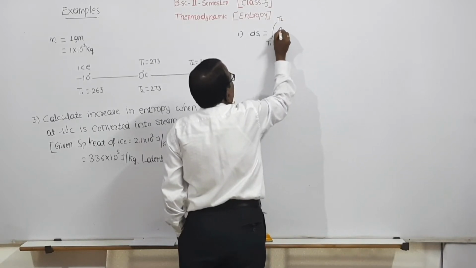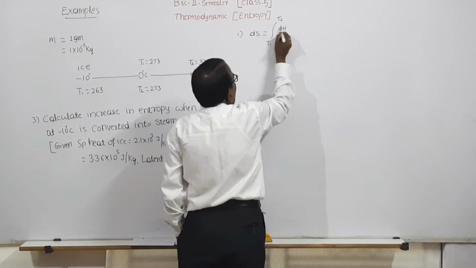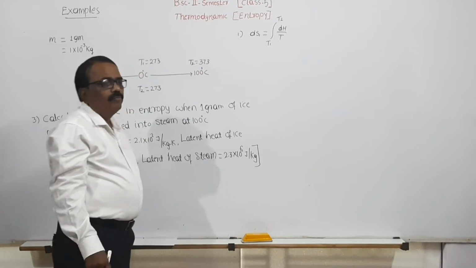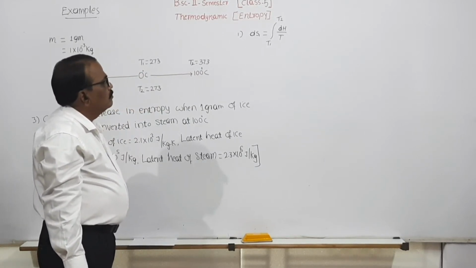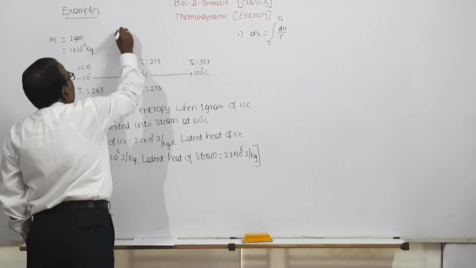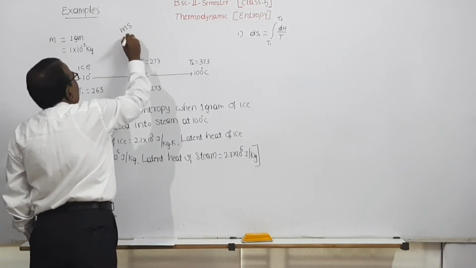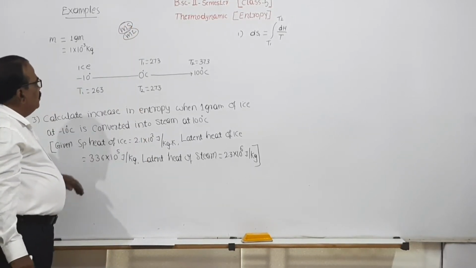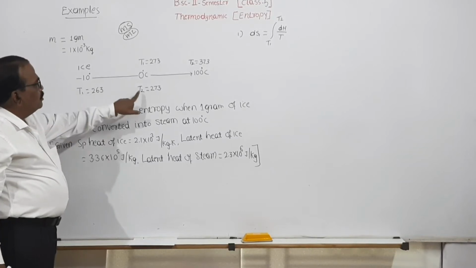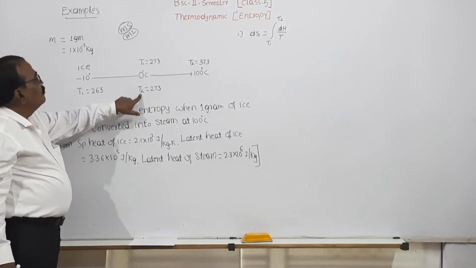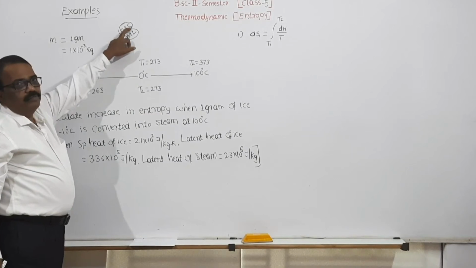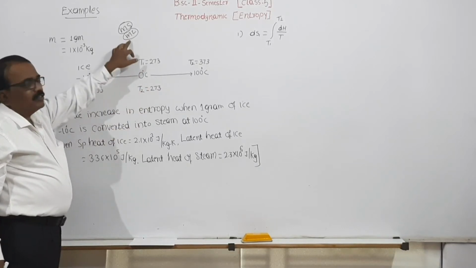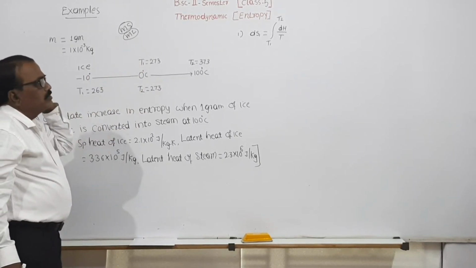This is dH upon T. Then what is dH? It may be mass into specific heat or mass into latent heat. When it changes from one temperature to another temperature, you have to consider the specific heat. When it is changing at the same temperature, you have to consider latent heat. Let us see how it is.